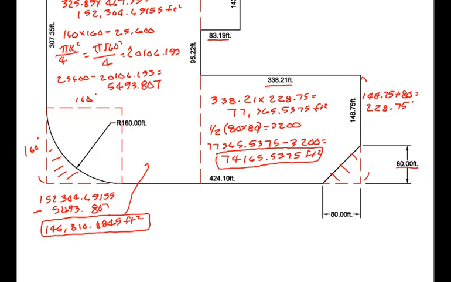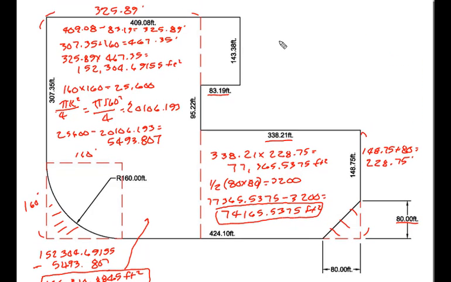That leaves us one more to do, which is this one. And that's going to be our easy one. We've got 143.38 times 83.19 gives us an area of 11,927.7822 square feet.